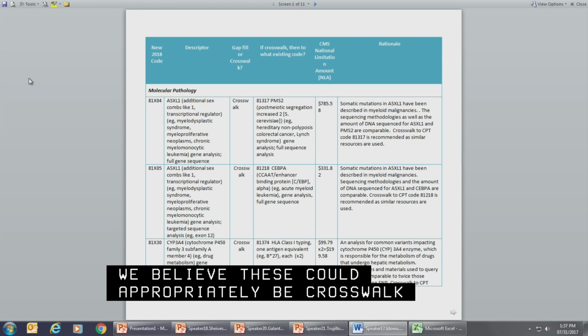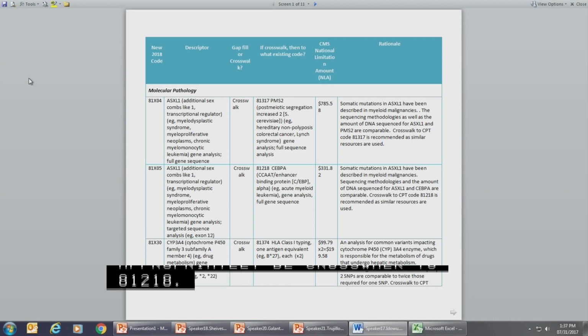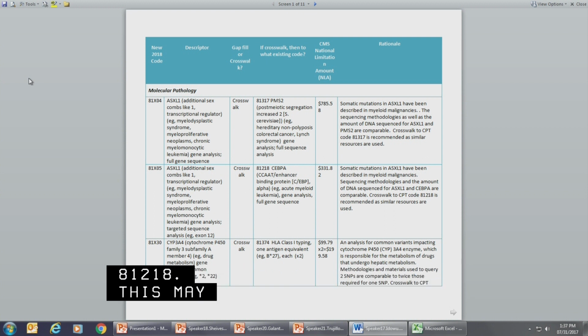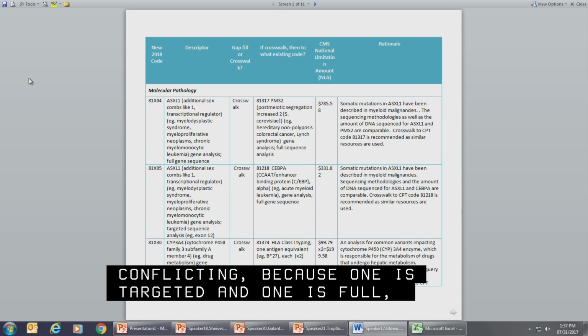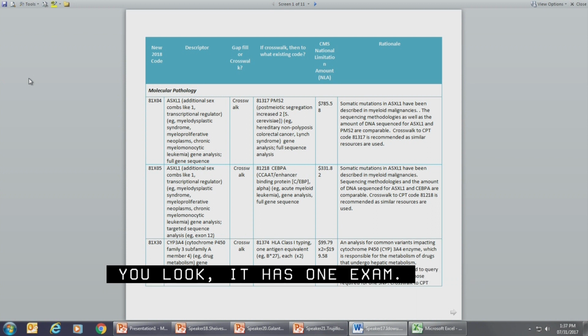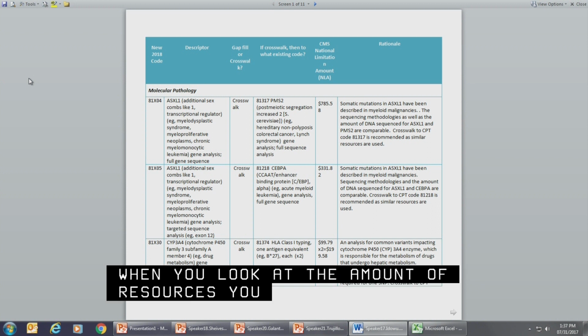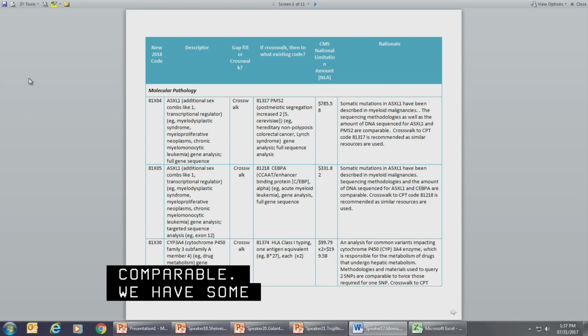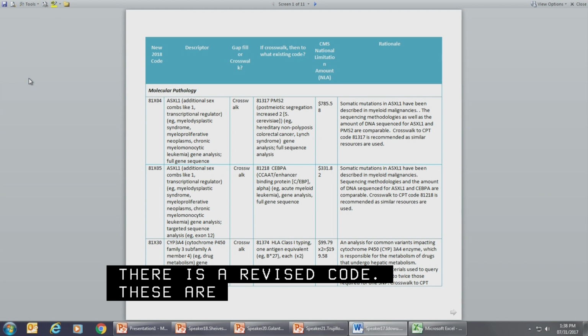This may look like it's conflicting because one is targeted and one is full, but if you really look at CEBPA, it has 1 exon, and when you look at the amount of resources you use, they are comparable. We have some hemoglobin genes, tier 1 codes, H1X58, H1X59, H1X69, and revised code 1257. These are hemoglobin A1/A2 gene analysis family.